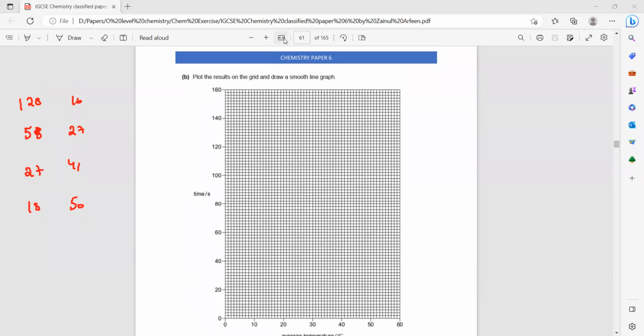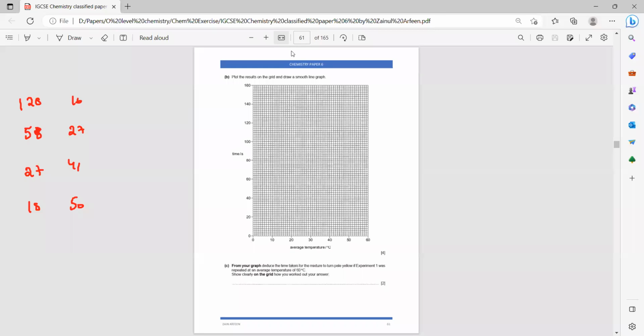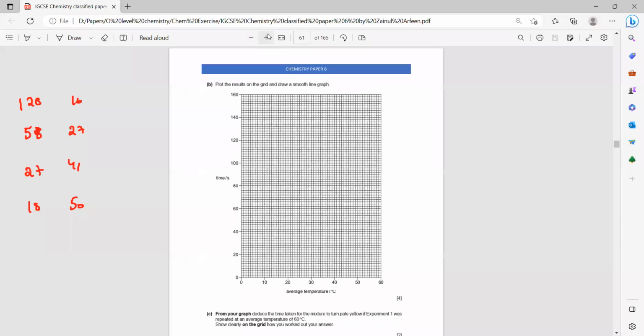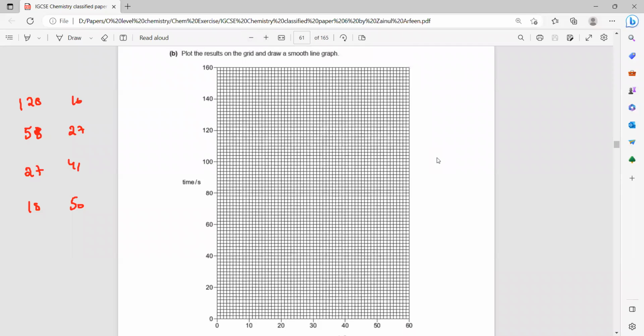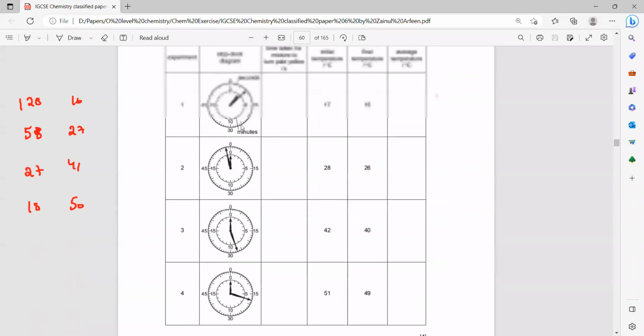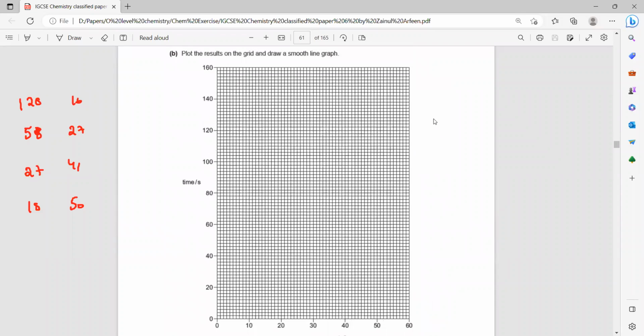And we have the grid. Plot the results on the grid and draw a smooth line graph. A smooth line graph means we don't have to use a ruler. For a smooth line graph, you don't need a ruler, just a point-to-point connection you have to make. So what we have is time, which is in seconds, and the average temperature.